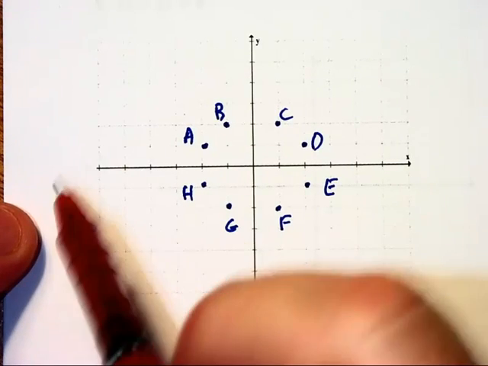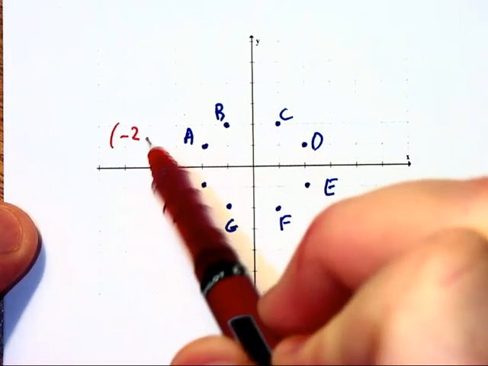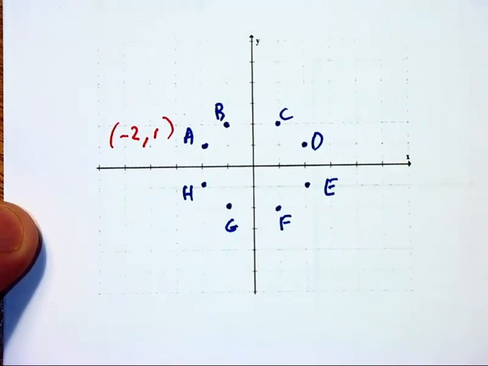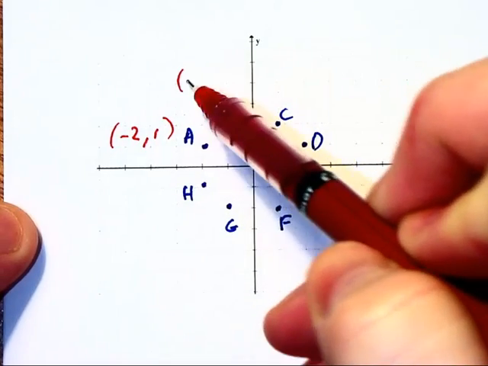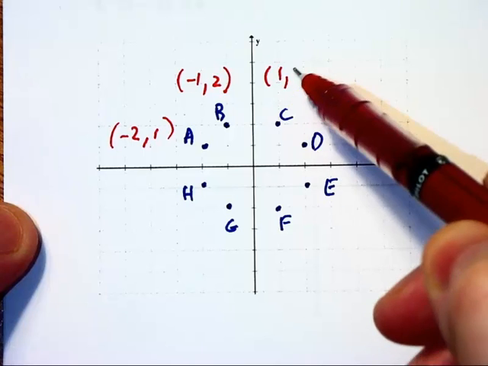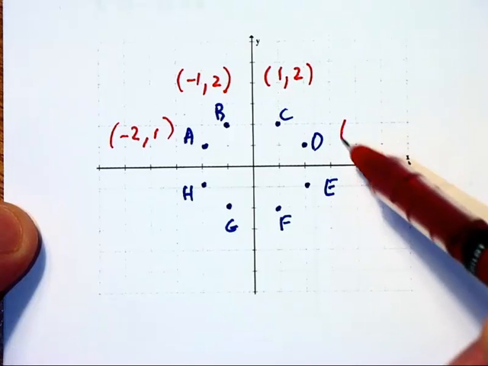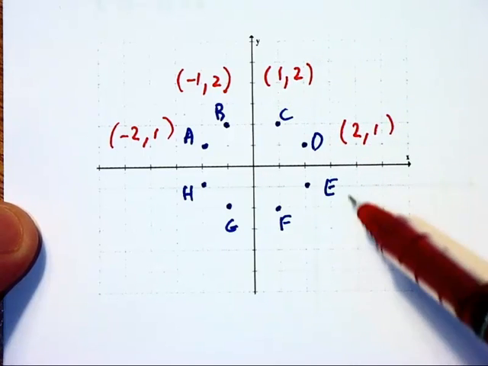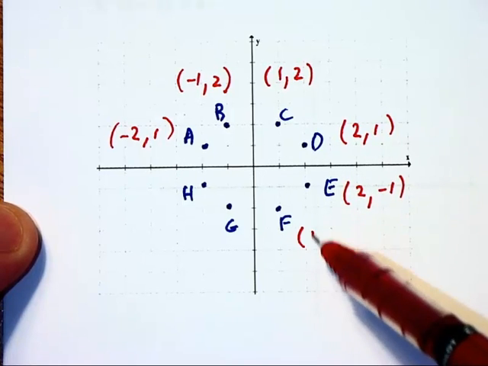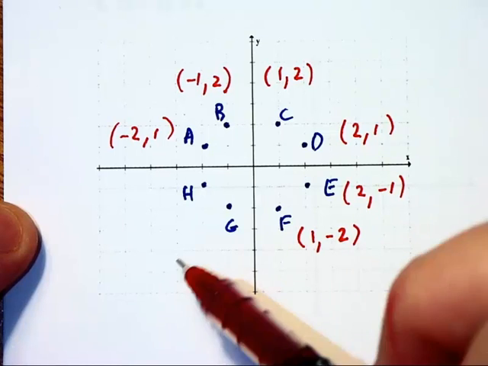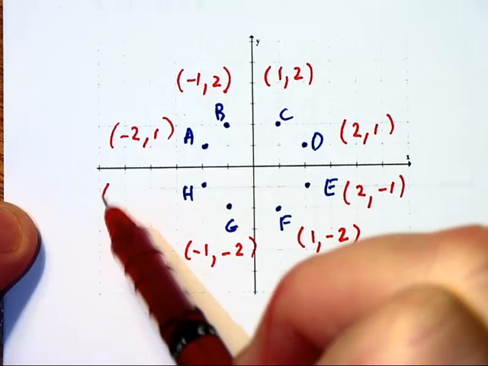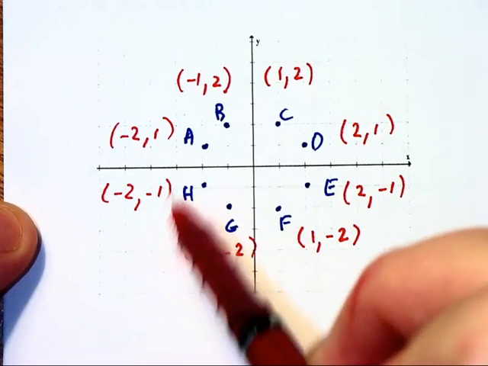Okay, point A is located at (-2, 1), because it's 2 units to the left of the origin and 1 unit up. B is located at (-1, 2). C is located at (1, 2). D is at (2, 1). E is at (2, -1). F is at (1, -2). G is at (-1, -2). And H is at (-2, -1).